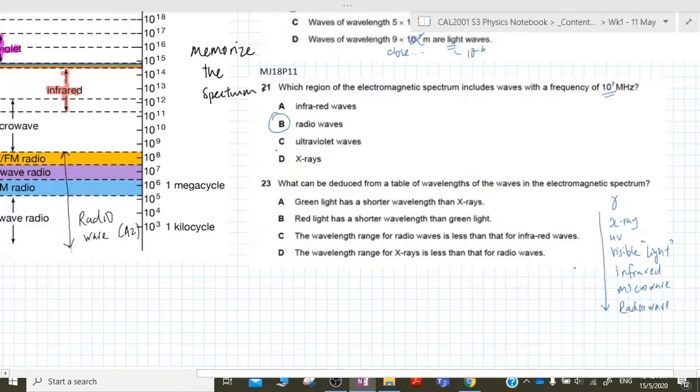Okay, so I'm listing down the spectrum and I've hidden my face so you can see the spectrum. We have gamma all the way to radio wave, and as we travel down the spectrum, the energy will drop, frequency drops, wavelength rises. So from here you can compare. Green light obviously cannot have a shorter wavelength. Red light cannot have a shorter wavelength than green light traveling down. And radio must have the longest wavelength. So in the end, what you have is X. The wavelength range of X-ray is less than that of radio waves.